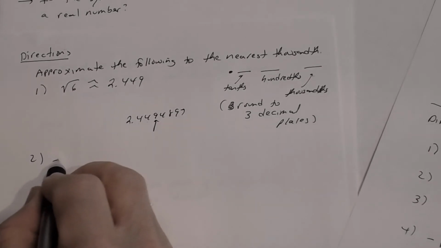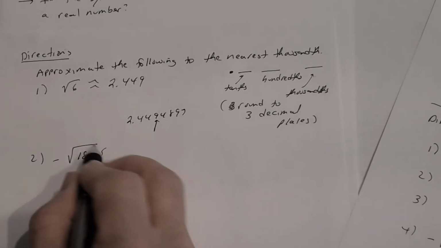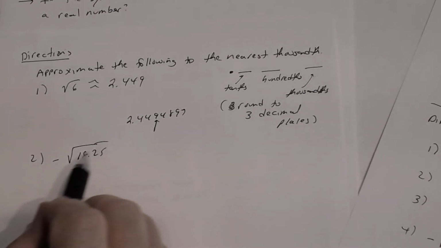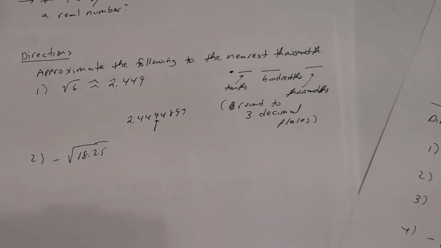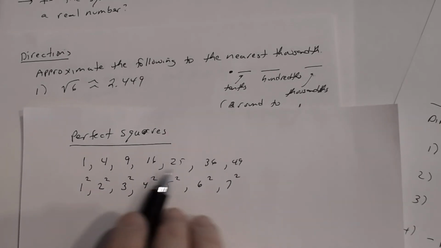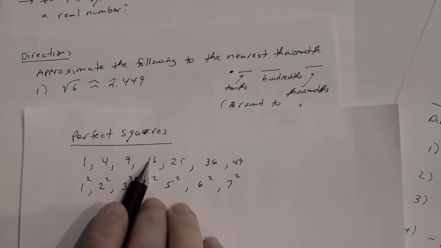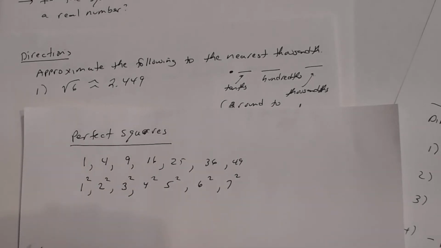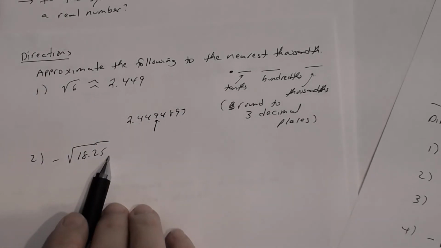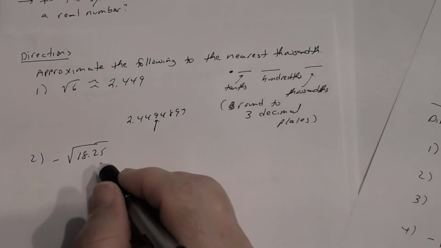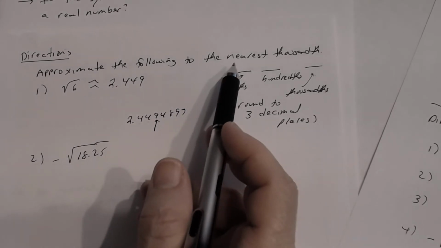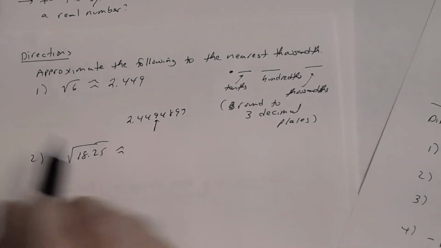All right, number 2. Suppose we had negative square root of 18.25. Here's my question. Is the radicand a perfect square? No. In fact, notice that 18 is between 16 and 25, and there are no perfect squares between 16 and 25. So that means this is an irrational number. I can leave it like this, but if I'm asked to round to the nearest thousandth, then I'm going to have to use my calculator.